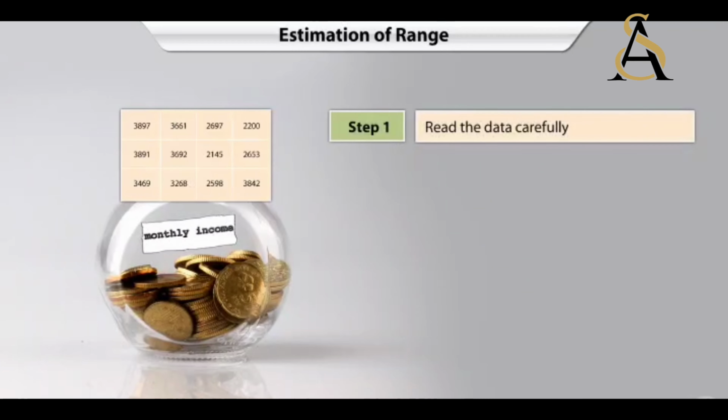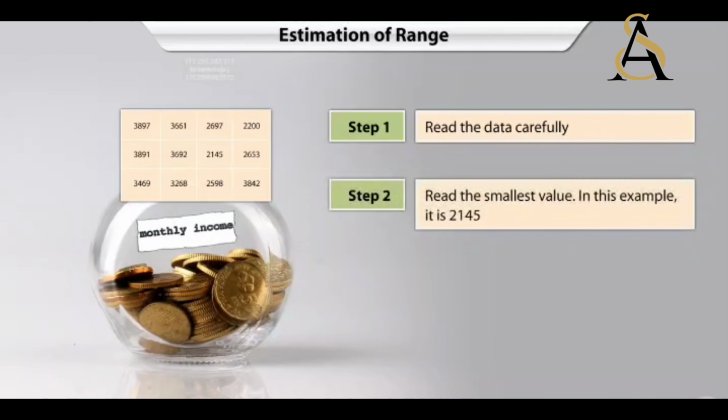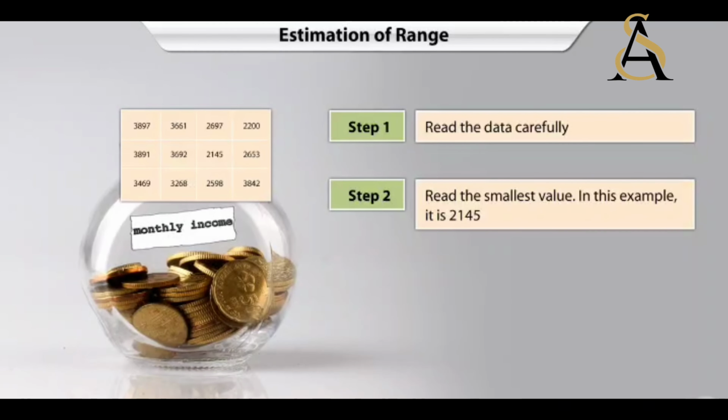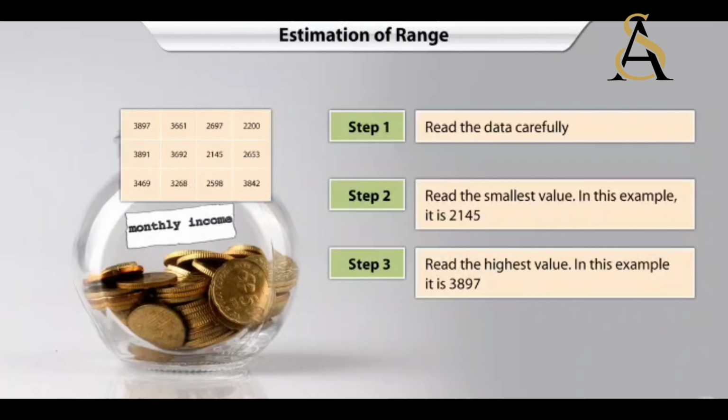Step 1. Read the data carefully and arrange the data in array if required. Step 2. Read the smallest value. In this example, it is 2145. Step 3. Read the highest value. In this example, it is 3897.